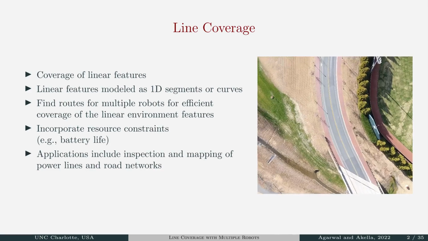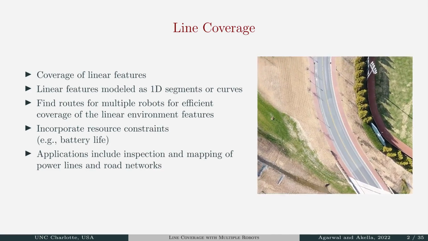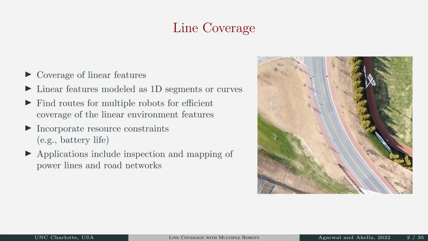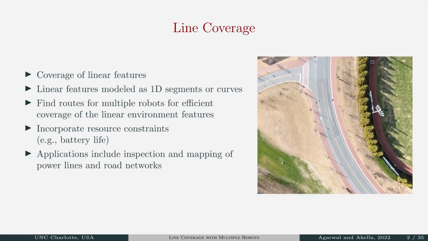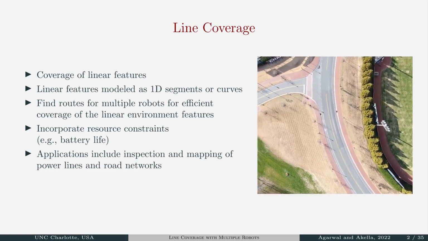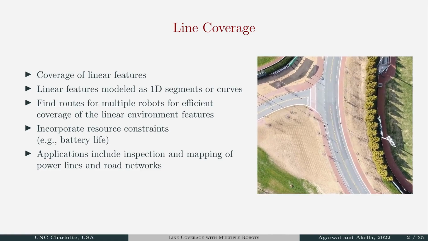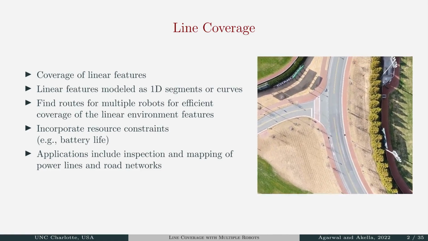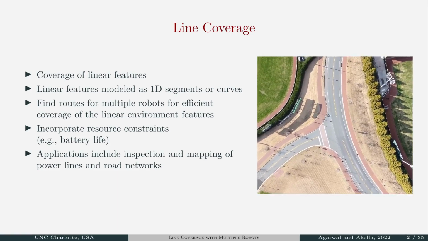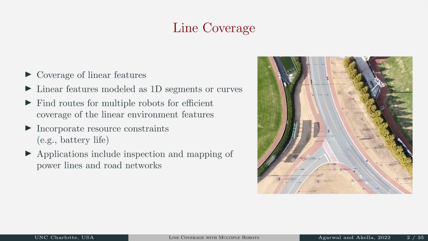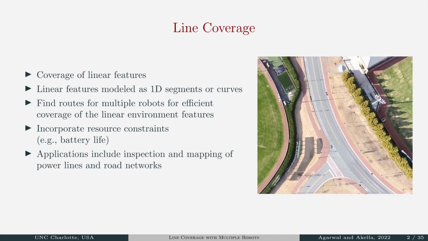Power lines form such a linear infrastructure. They require inspection for maintenance of lines and detection of vegetation encroachment. Road networks also form linear infrastructure. Line coverage can aid in mapping and inspection of road networks. Rapid inspection becomes especially important after natural disasters to ensure access to emergency services.